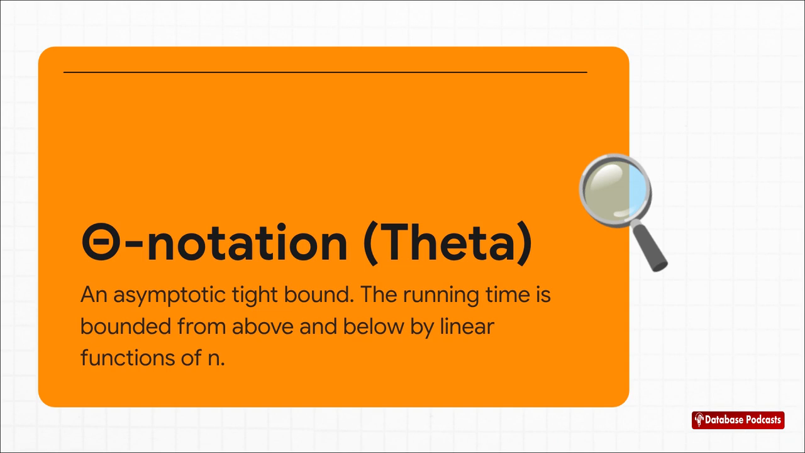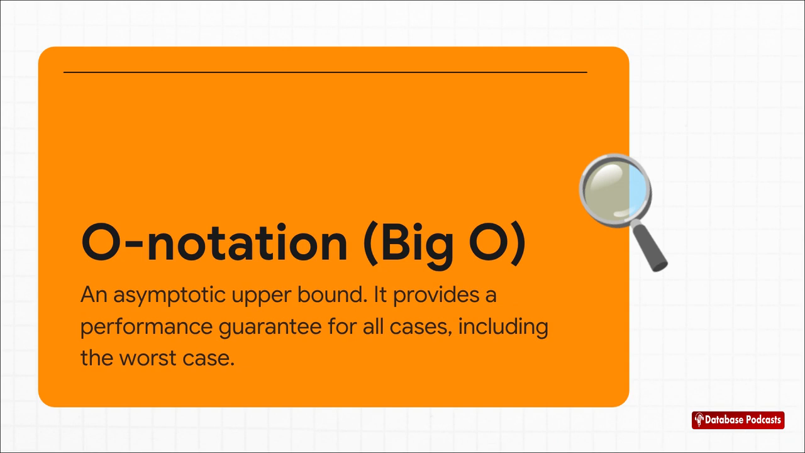It's the real deal. Next is the one you've probably heard of before, big O notation. If theta was a tight hug, big O is a ceiling. It gives us an upper bound. It's a guarantee that says, listen, no matter what happens, no matter how nasty the input data is, this algorithm will never perform worse than this. And that's incredibly useful for understanding the absolute worst case scenario.